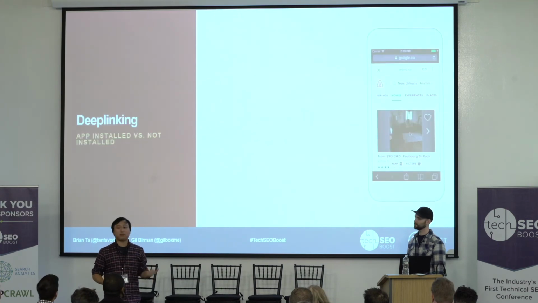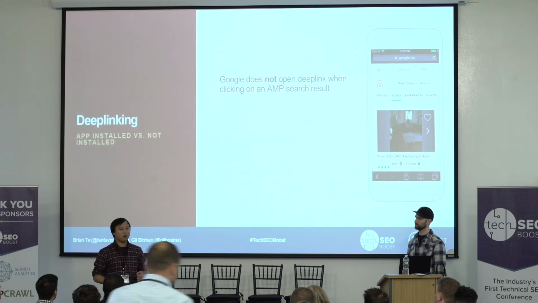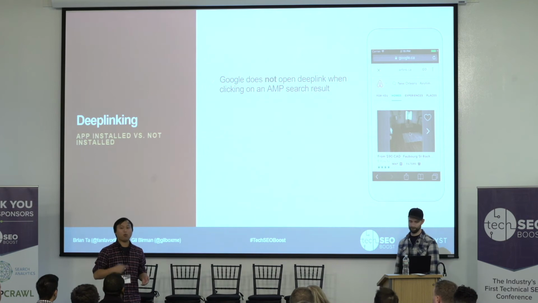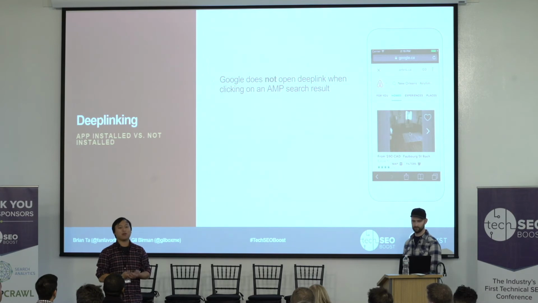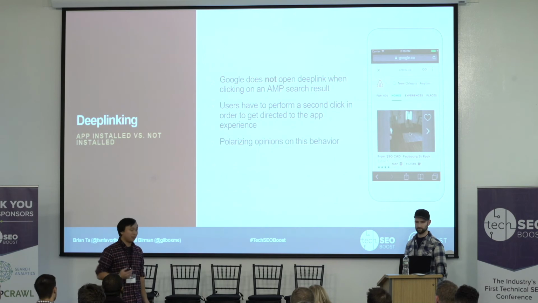Another issue that we ran into was deep linking. For those of you that don't know, if you have the Airbnb app installed on your phone and you Google Airbnb San Francisco and you click on the Airbnb search result, it will automatically open up the native app. Well, AMP overrides this feature. So instead of opening up the native app, all of a sudden you have to perform one more click in order to actually get to the native app. And while at Airbnb, we are very proud of our mobile web experience, the best experience for Airbnb on mobile is our native app. So this issue is actually very polarizing. Some teams are okay with it and other teams are very unhappy with this feature.